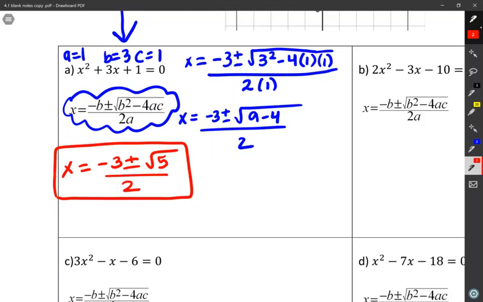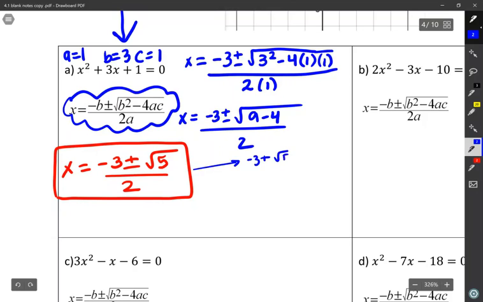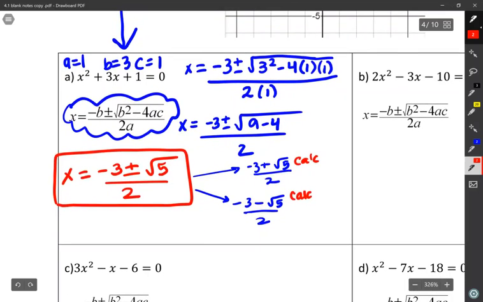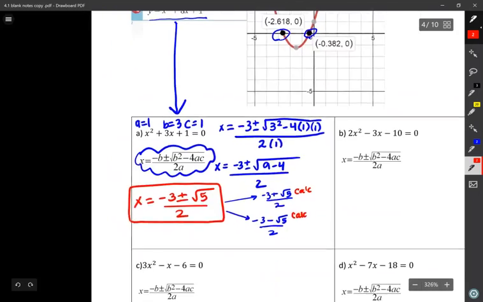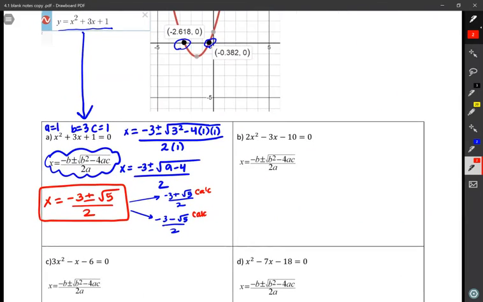If you wanted a decimal answer, then you would plug it in as negative 3 plus the square root of 5, all divided by 2. And then you would also plug in negative 3 minus the square root of 5, all divided by 2. You have to use your calculator for this, and it would give you a decimal, these numbers up here. Otherwise, just leave your number like that.